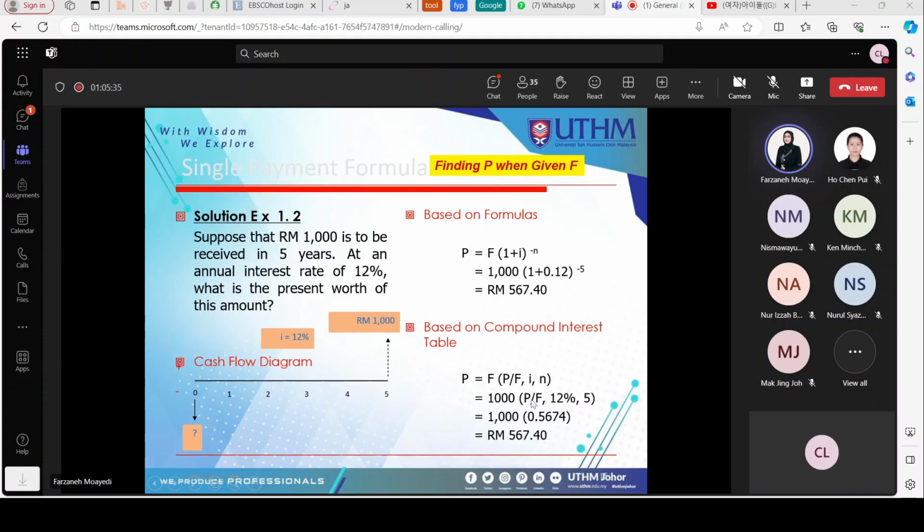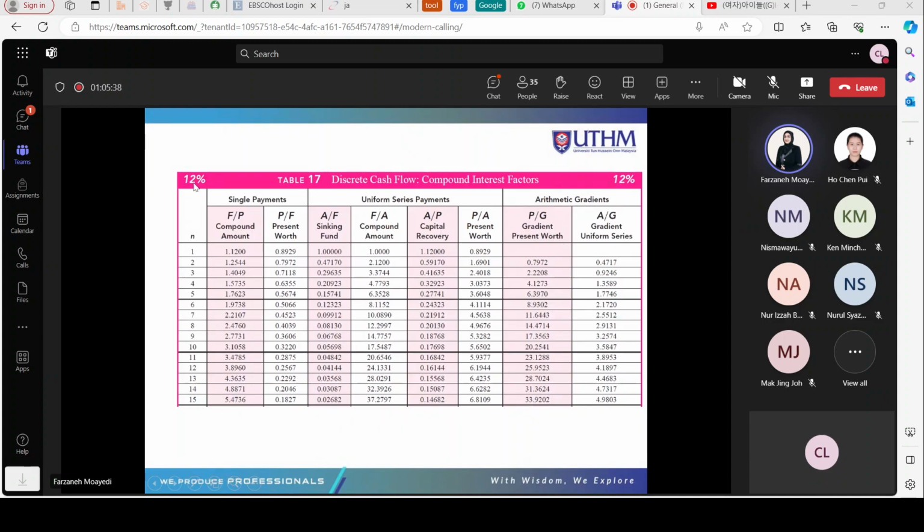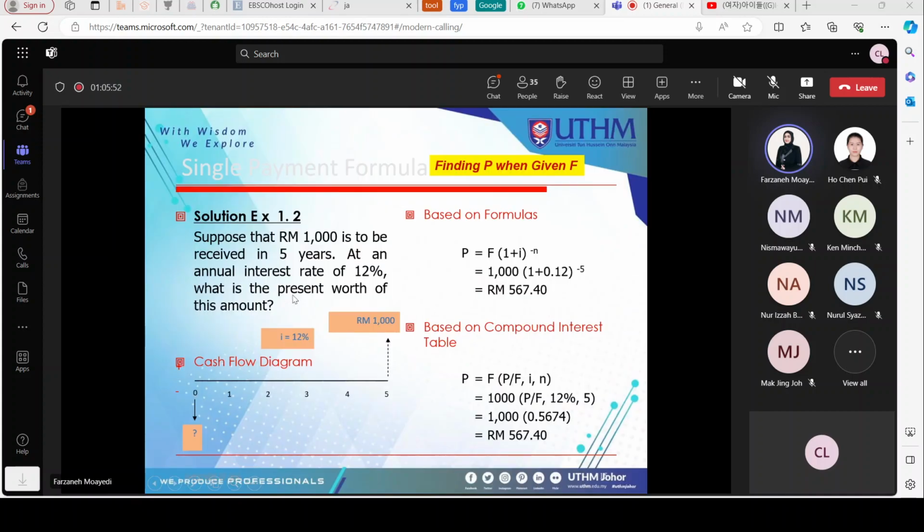So I will go to the table of 12%. I'll come to the year 5, and I will be looking at the value here. I just need to take the value and copy it here. So 1,000 times 0.5674, and in total you get 567, and the value is exactly the same as above. So either you are using the notation or the formula, you're going to get the same answer.